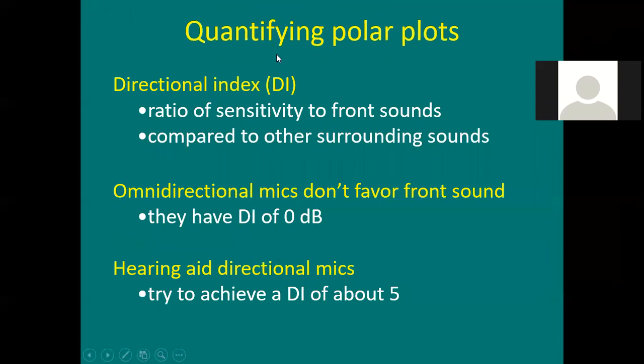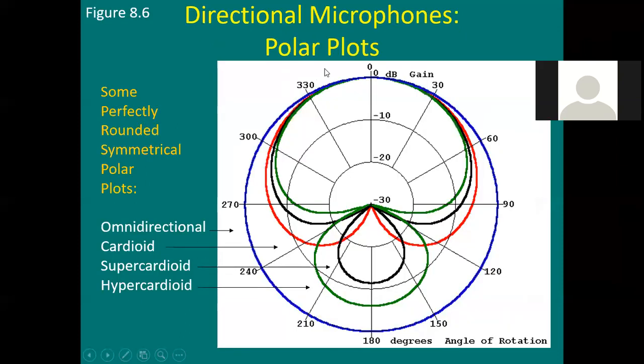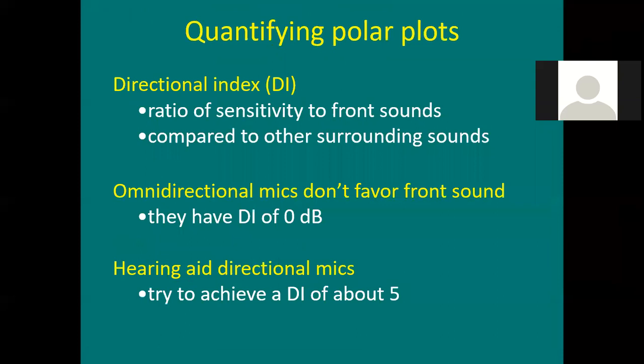So the DI that I'm circling here is the average difference between the red and the blue, all the way around the circle. And the directional index is usually around 5. That's what the average ends up being. And the directional index is used to predict the signal to noise ratio improvement offered by any directional mic. Once again, the directional index is shown there to predict the signal to noise ratio improvement that will be provided by some directional mic in question.